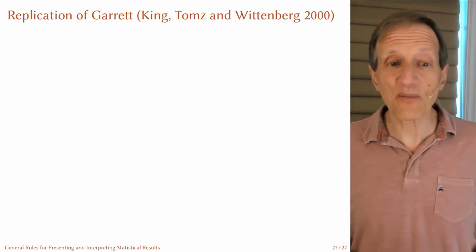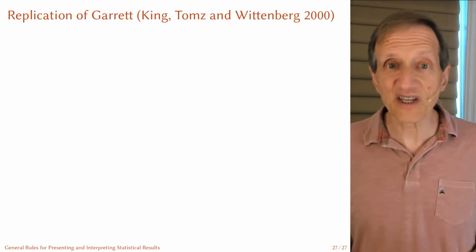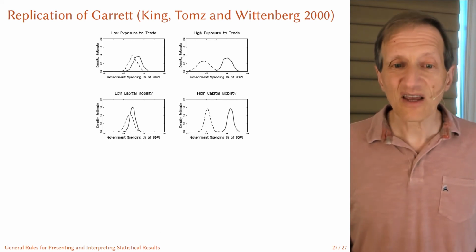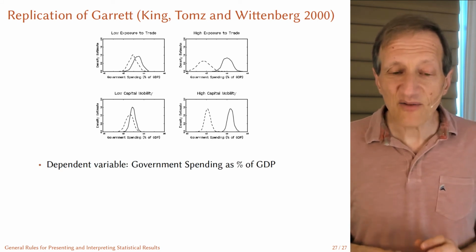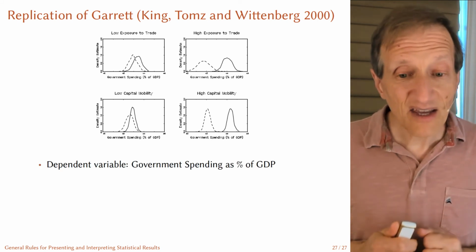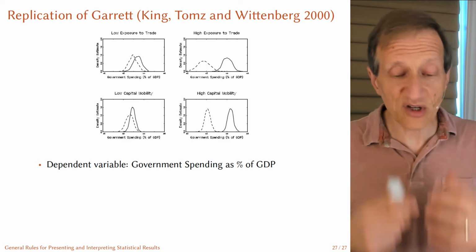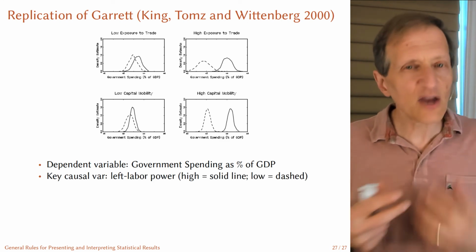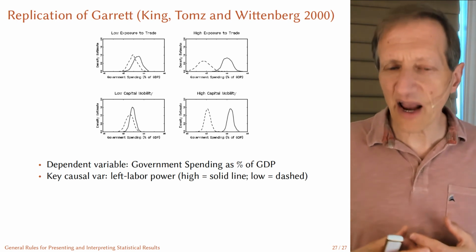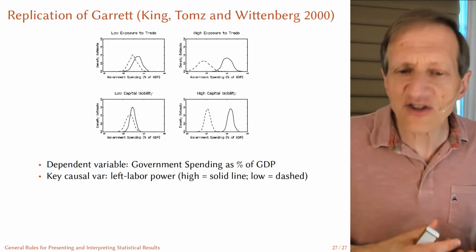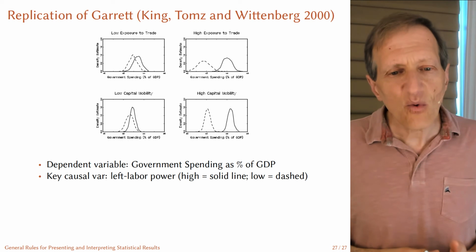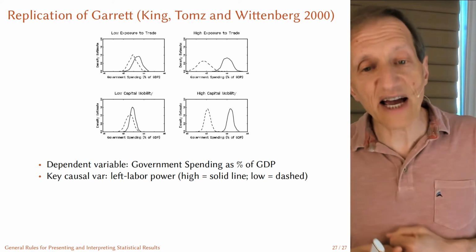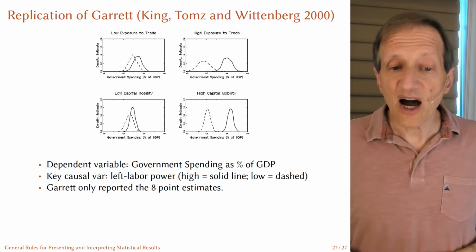So this is a replication of Jeff Garrett's really interesting article, and what he was interested in was predicting government spending as a percent of GDP. So how much do governments spend, basically? And what his key causal variable was, the thing that he really cared about showing had an effect on government spending, was left labor power. And high is a solid line and low is a dashed line in these graphs.